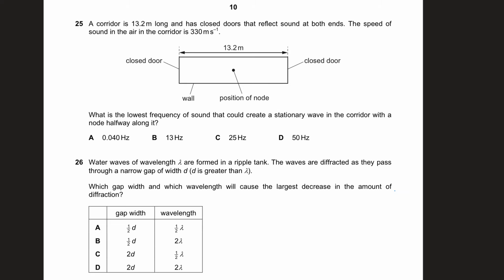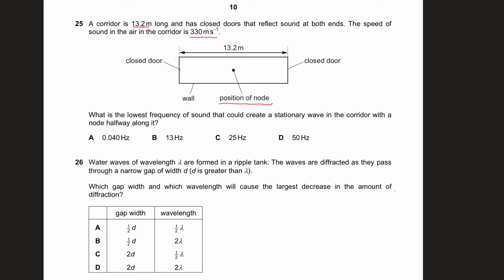Question 25 says a corridor is 13.2 meters long and has closed doors that reflect sound at both ends. The speed of sound in the air in the corridor is 330 meters per second. What is the lowest frequency of sound that could create a stationary wave in the corridor with a node halfway along? So we've got a node at the center for sure.